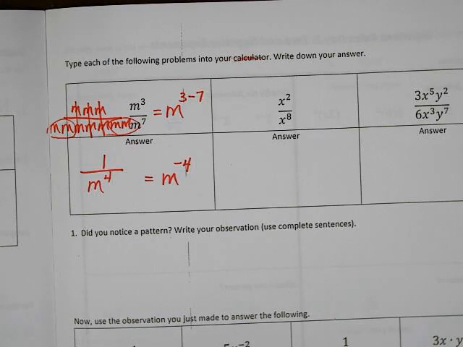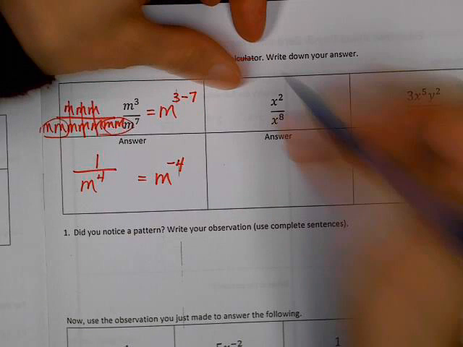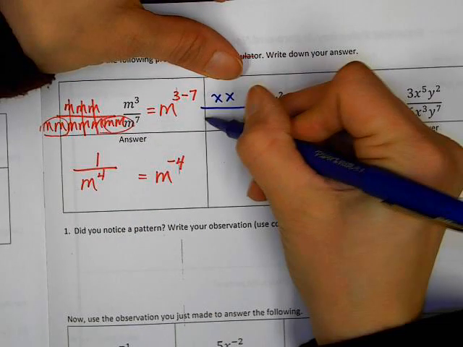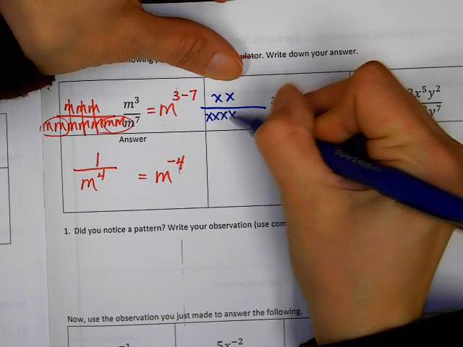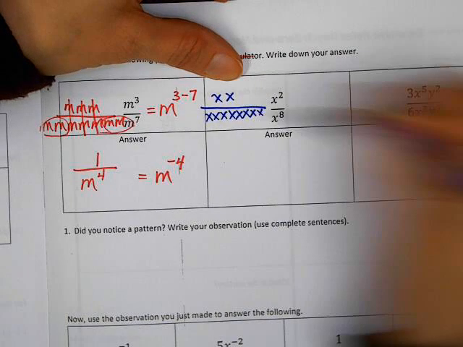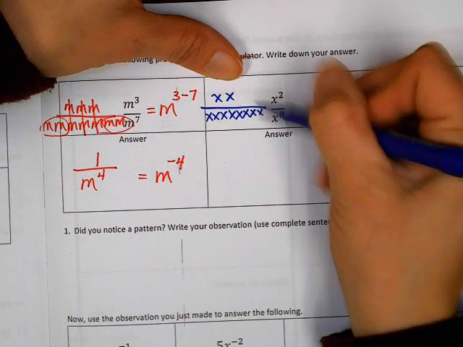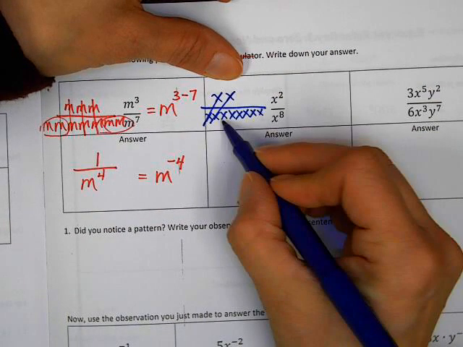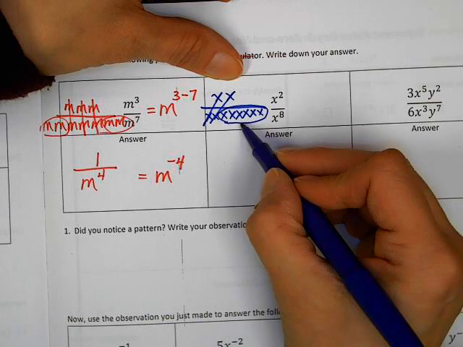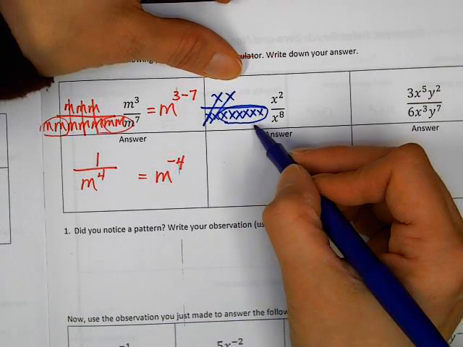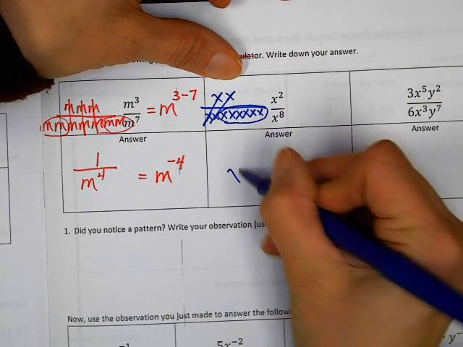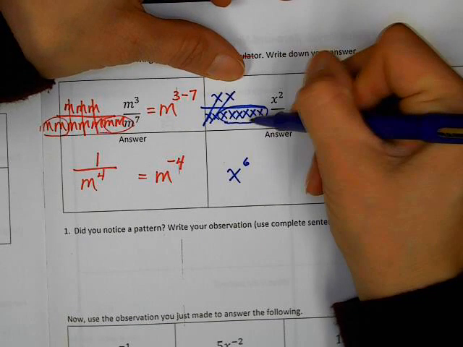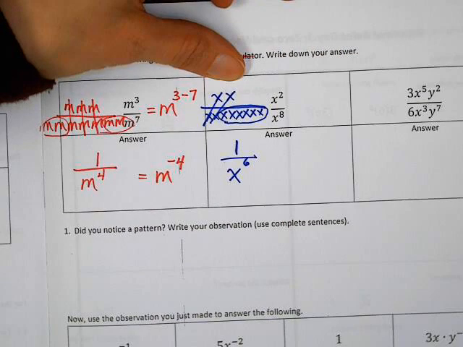Let's do it again. Let's do it the long way. Let's draw 2 x's on top. And we'll write 8 x's on the bottom. 1, 2, 3, 4, 5, 6, 7, 8. Okay, so this is the long way. I would cancel 2 sets of x's, and how many x's are left? And the answer is 6. Okay, but I don't write x to the 6. That's wrong. They're from the denominator, so you have to say they're downstairs.